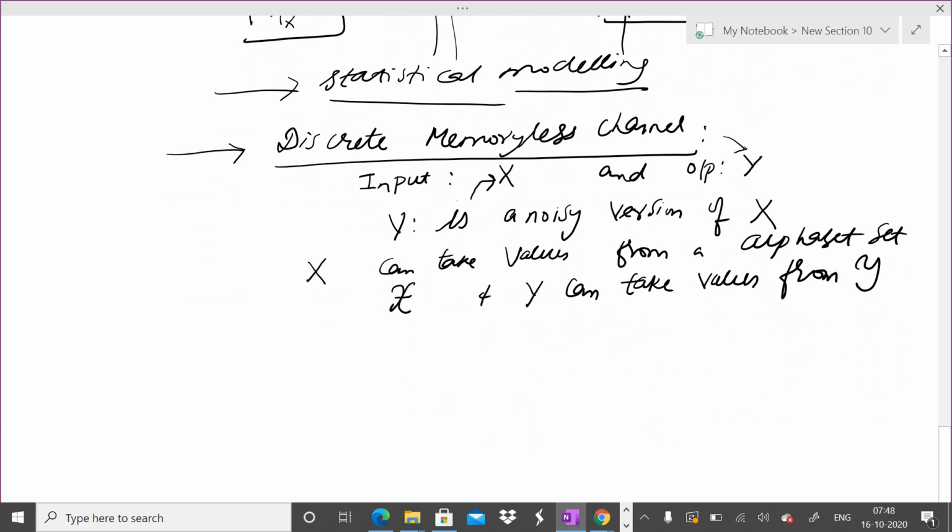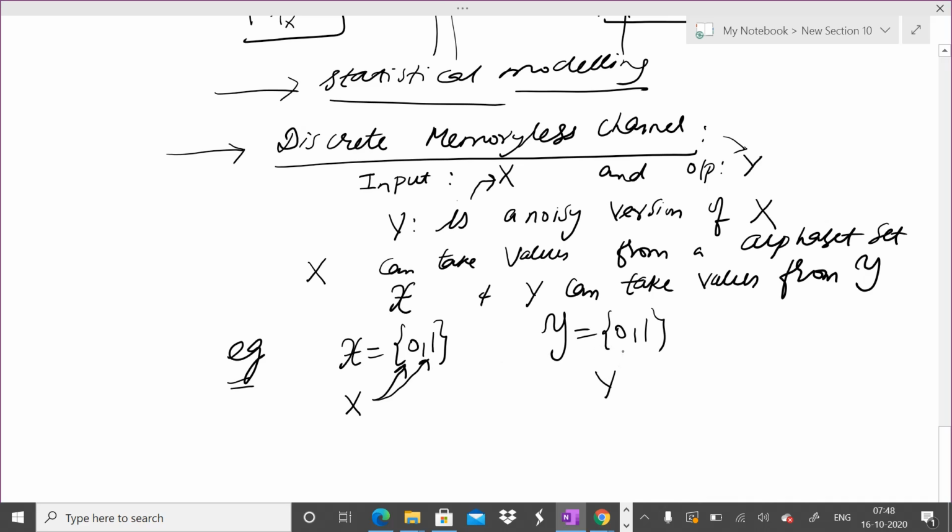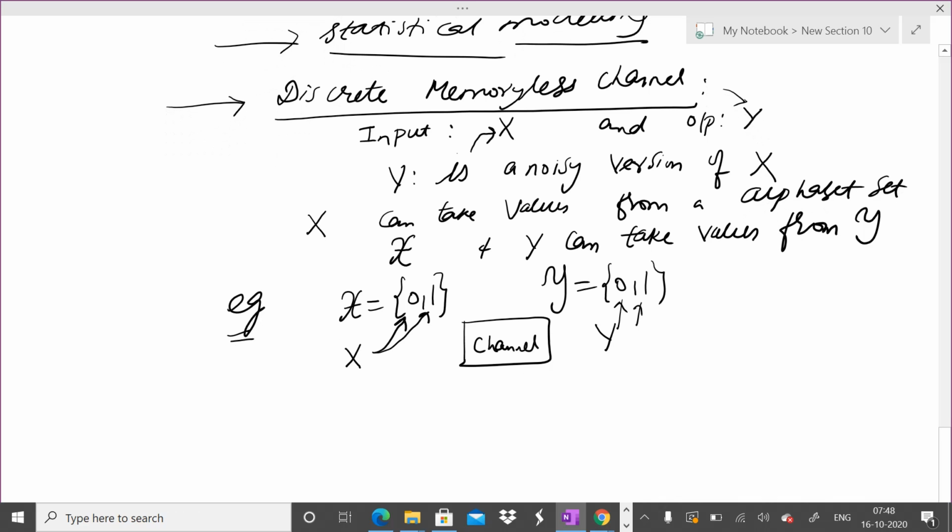So let me clear this confusion here itself. For example, in the most common binary case, x can be 0 1, as well as y can be 0 1. It means a random source at the transmitter can either generate 0 or 1, and at the receiver you may receive either 0 or 1. But what is the role of the channel? It may flip 0 to 1 or 1 to 0, or may transmit 0 and 1 as it is.